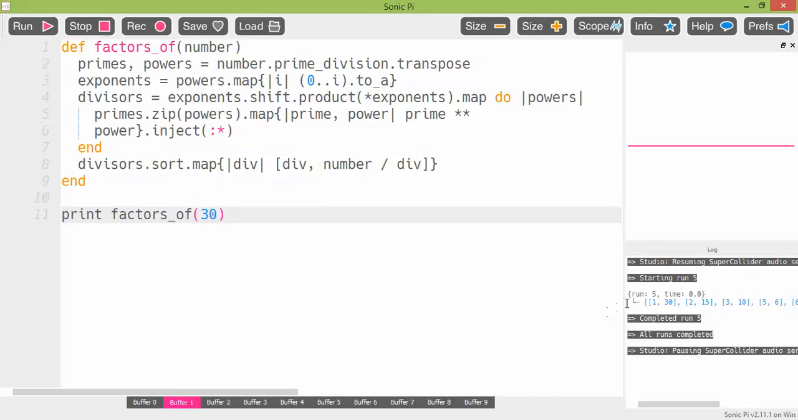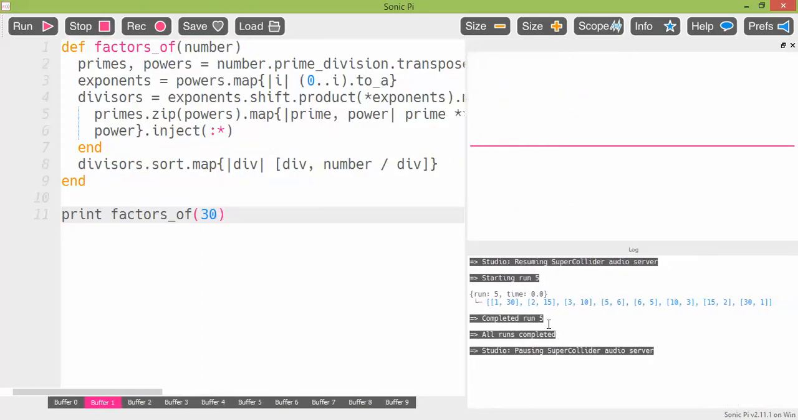I'm going to make this bigger. Okay, so 1 and 30, 2 and 15, 3 and 10, 5 and 6, and then all those same things with the order reversed. So actually, this isn't even... I thought we were talking about prime factors. We're not even talking about prime factors.